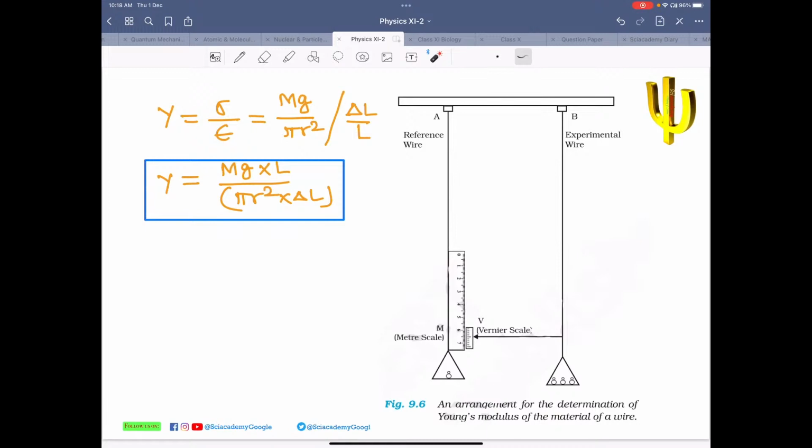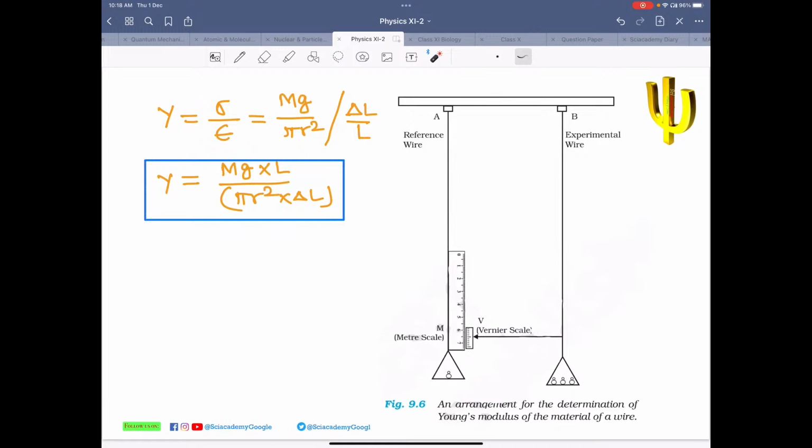So friends, I hope that you understood the concept of Young's modulus. It is nothing but the ratio of the longitudinal stress and longitudinal strain, and how we can calculate the Young's modulus of any wire experimentally. So let us proceed further.